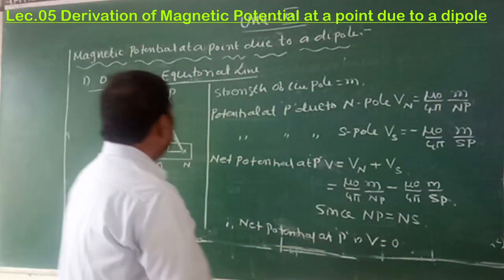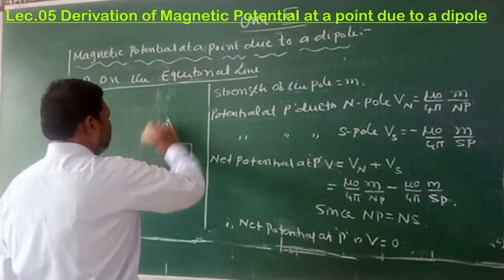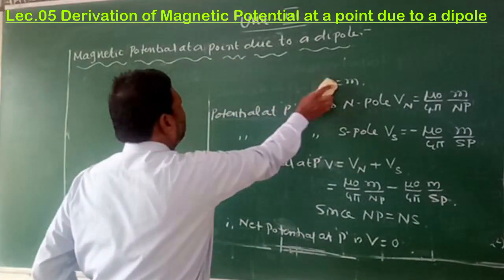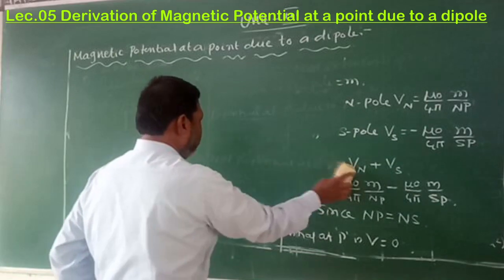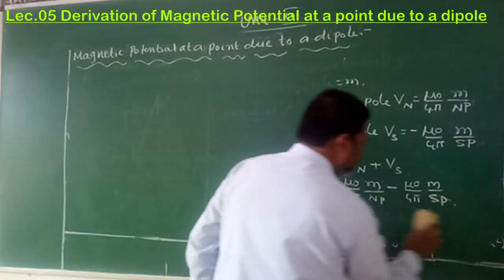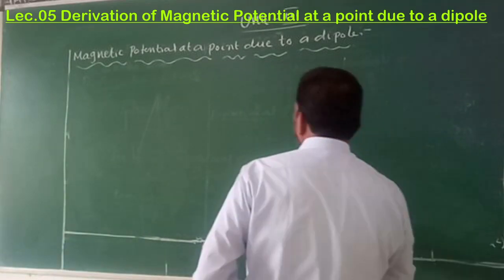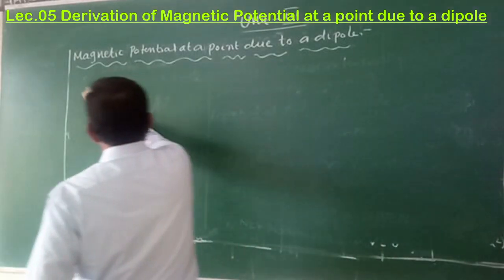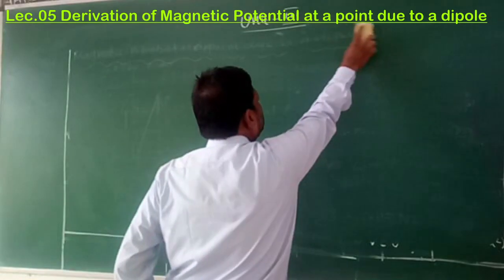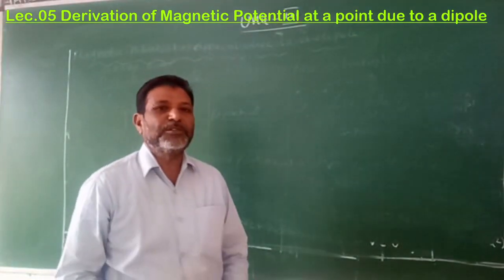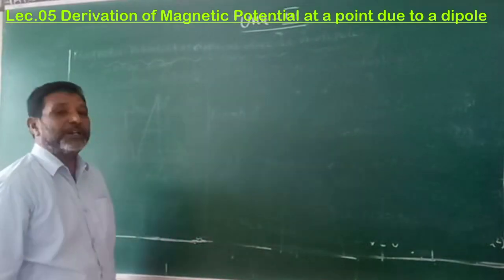Now, after understanding these two, we have the derivations of the magnetic potential at any point due to a dipole on the axial line and the equatorial line. After understanding this, let us come to the next point.